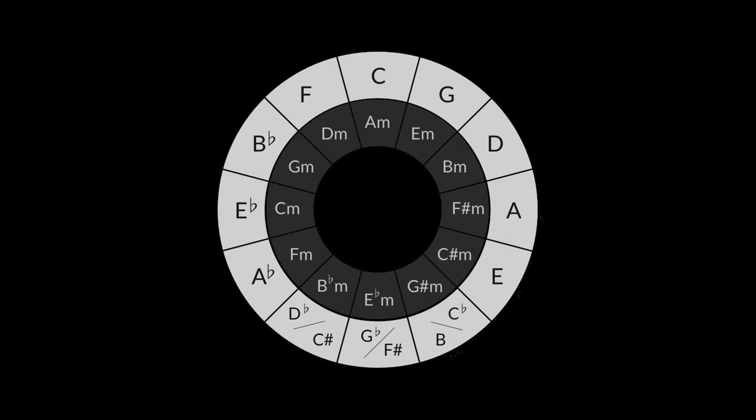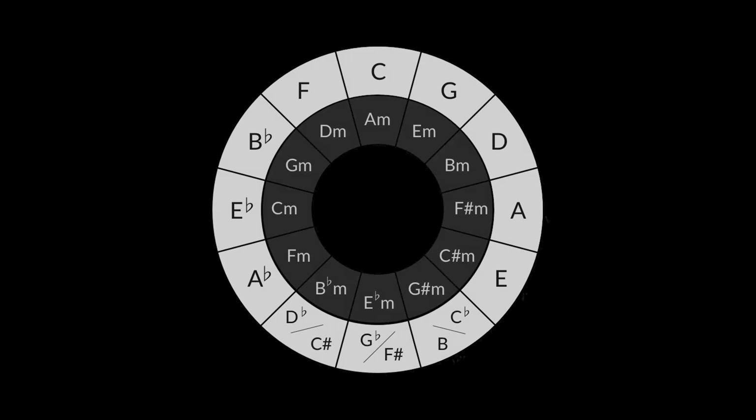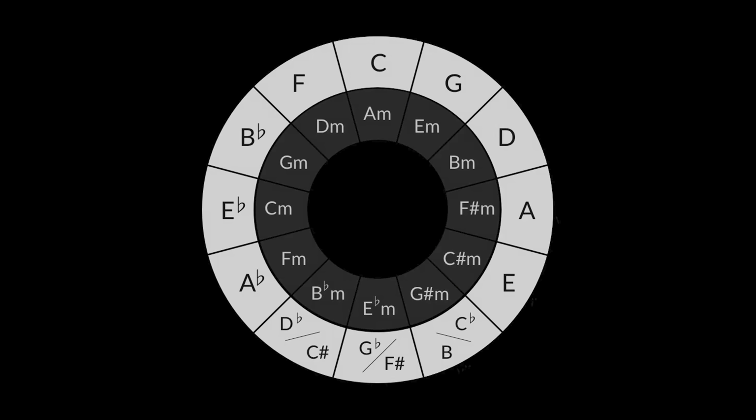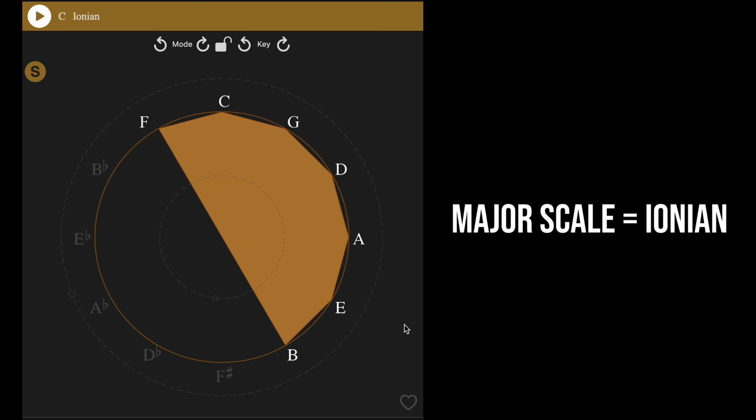The circle of fifths is a visual representation of all 12 tones in music in which each note is a perfect fifth away from the previous note. Here's the major scale, also known as Ionian in the key of C.